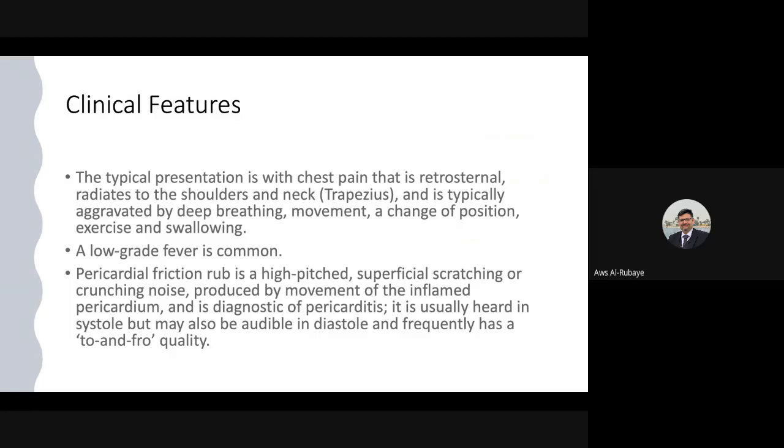On examination, you may detect a pericardial friction rub on auscultation, which is a high-pitched superficial scratching or crunching noise produced by the movement of the inflamed pericardium and is diagnostic of pericarditis. It is usually heard in systole, but may be audible in diastole and frequently has a to and fro quality.